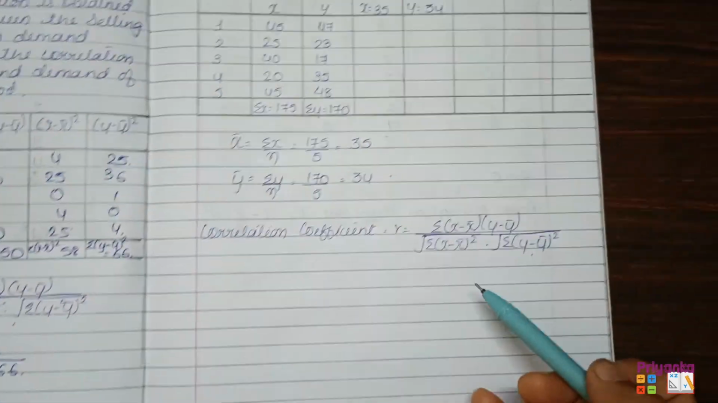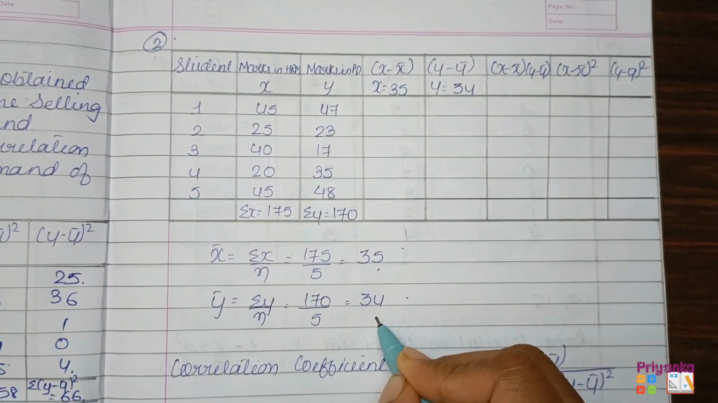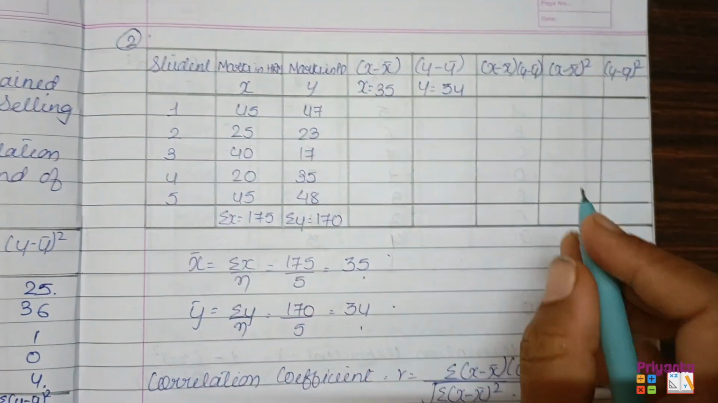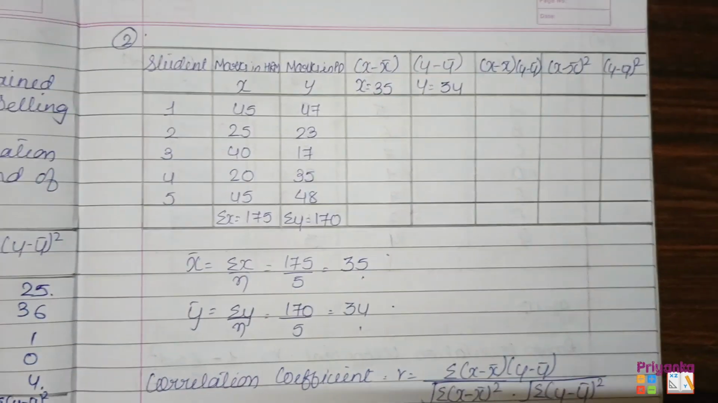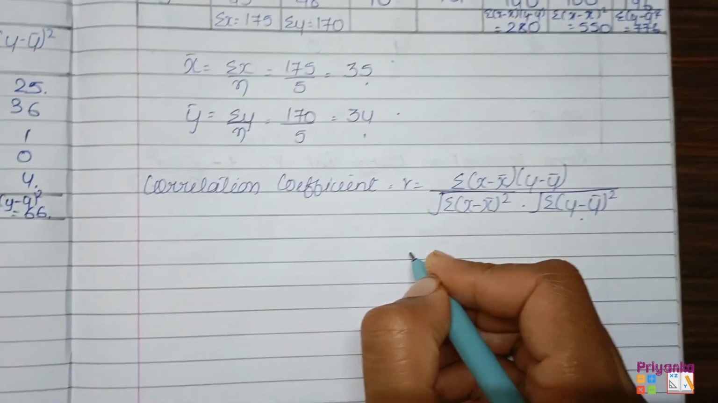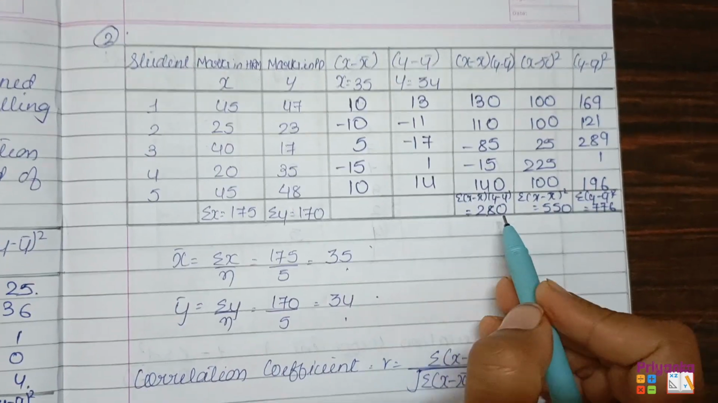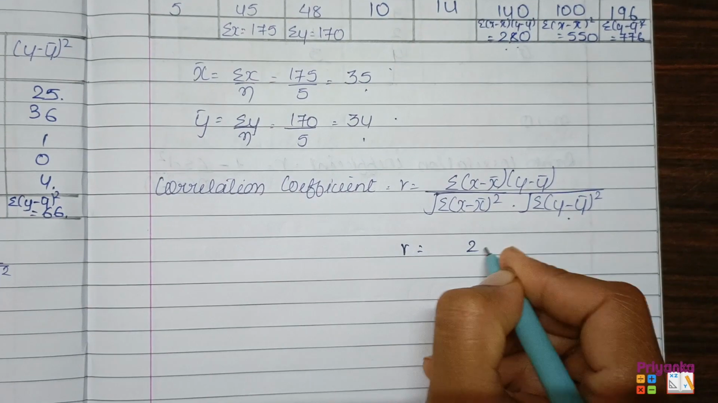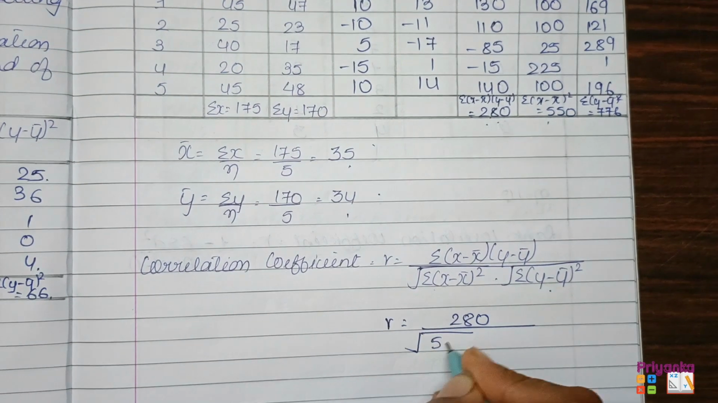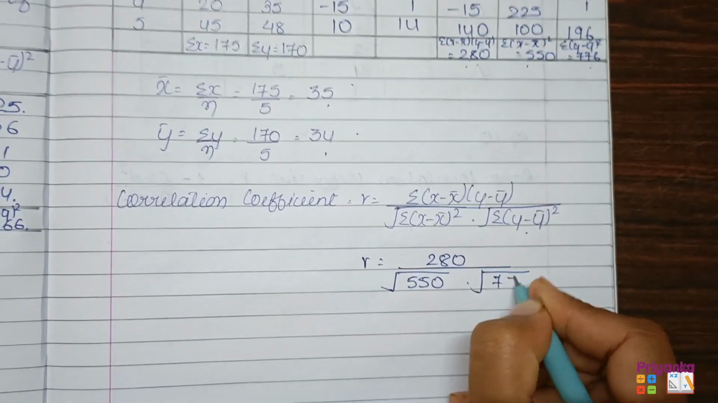So the same calculation. So here we found x bar 35 and y bar 34. I'll just complete this information. You also pause the video and first of all try by yourself. Let's see. So here I completed the table and am just going to put the information into the formula, that is sigma x minus x bar y minus y bar. Here we get 280. Sigma x minus x bar whole square is 550. Sigma y minus y bar whole square, here we get 776.